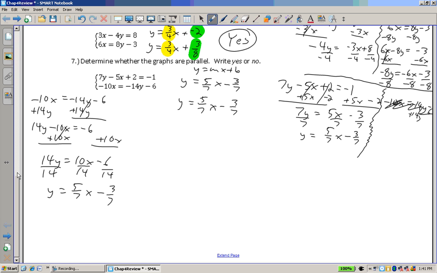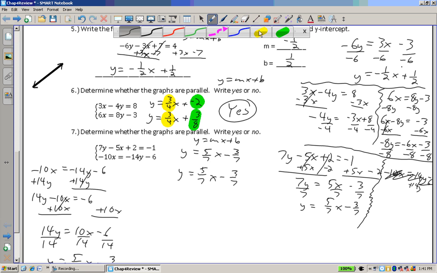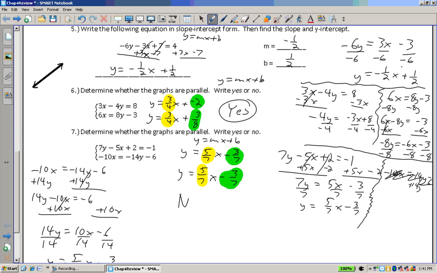It's very easy here just to simply say, oh, well, they have the same slope, so they're parallel. Problem is, when you look at the y-intercept, it's also the same. These two are actually the same line. So if the slopes were the same but the y-intercepts were different, then it would have been yes. But in this case, it's no, because this is literally the same line. A line cannot be parallel to itself.